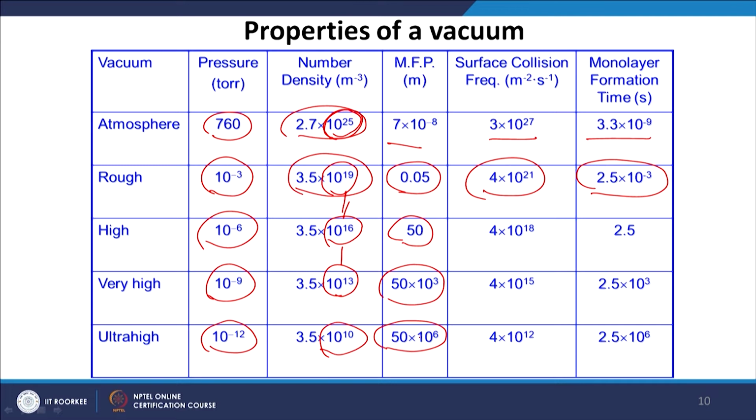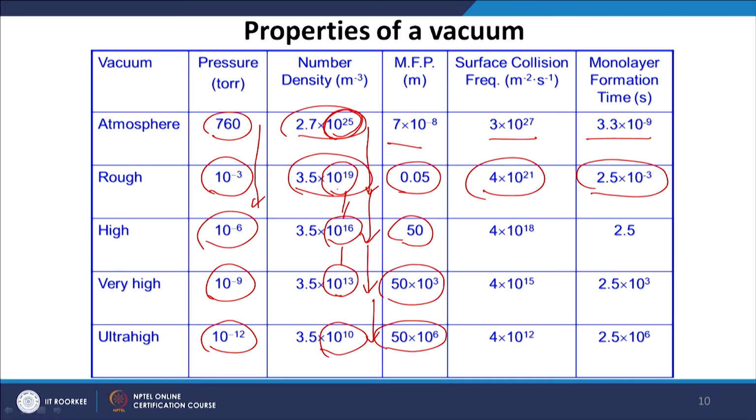So, you look that as we come down with the pressure along this line, from 760 to 10 to the power minus 3 to 10 to the power minus 6 to 10 to the power minus 9 to 10 to the power minus 12, the number density reduces from atmosphere 10 to the power 25 to 10 to the power 19, then from 19 to 16, 3 orders of magnitude, from 16 to 13 again 3 orders of magnitude, from 13 to 10 again 3 orders of magnitude. So, here any difference of 3 orders in pressure is also reflected as a 3 orders of number density reduction. You can remember it like this.